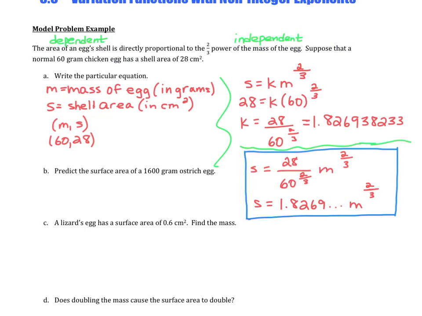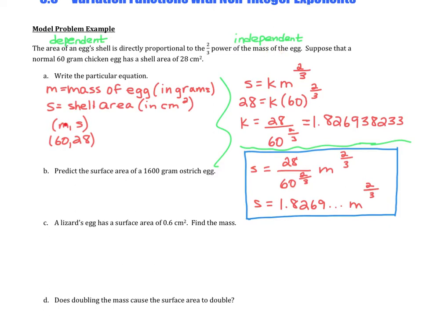All right, so coming up with our particular equation, let's make sure we first define our variables. So I set M equal to the mass of the egg, and that's measured in grams, and S is equal to the shell area, which is measured in square centimeters. And keep in mind that our wording up here, the area of the eggshell is the dependent variable and the mass of the egg is the independent variable. So the dependent variable is going to be directly proportional to the 2/3 power of the independent variable.